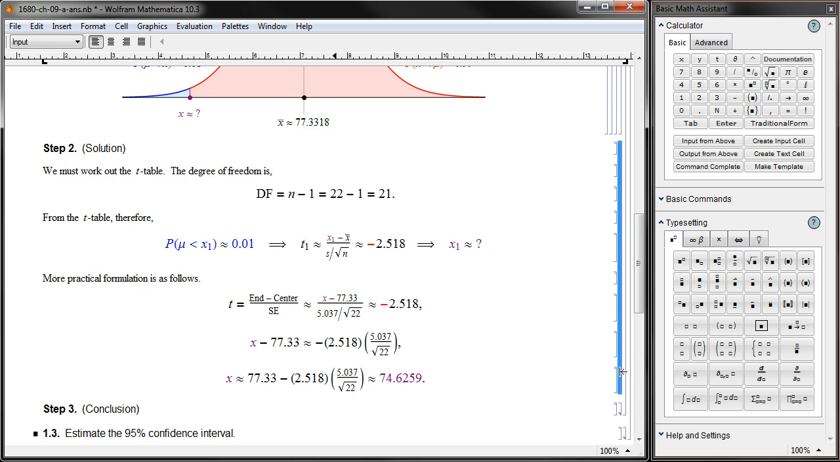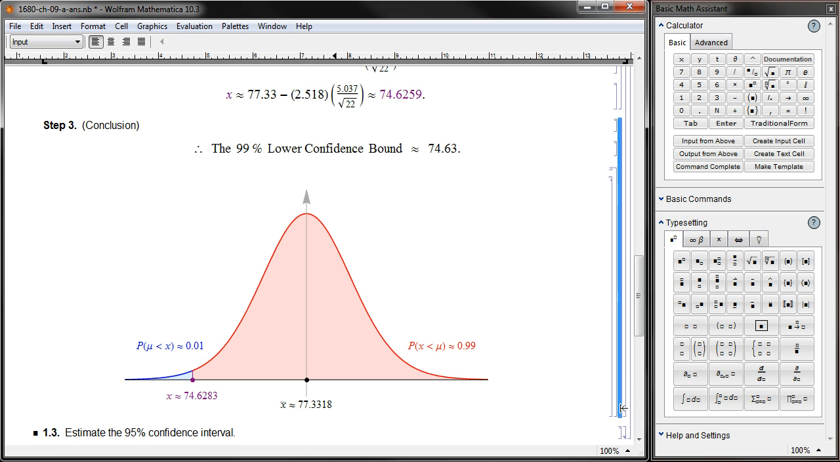Solving this equation with respect to x, you're gonna get what you want. Here is the solution. Here's the equation, practical equation with all those numbers. Flip the denominator, flip the mean, calculate. We have 74.63 approximately speaking, and that is the conclusion. That is the 99% lower confidence bound.